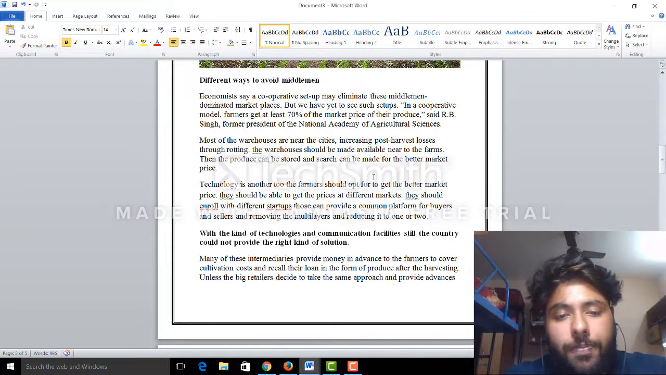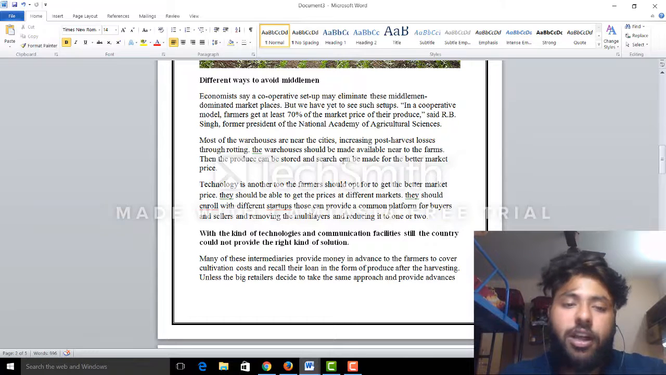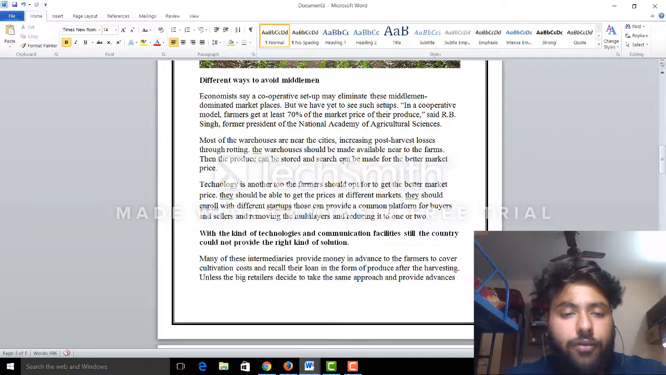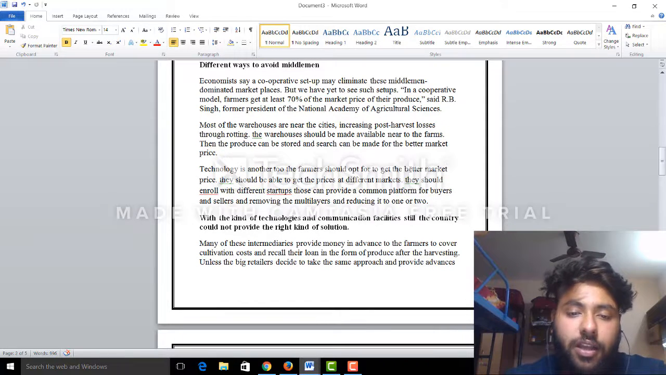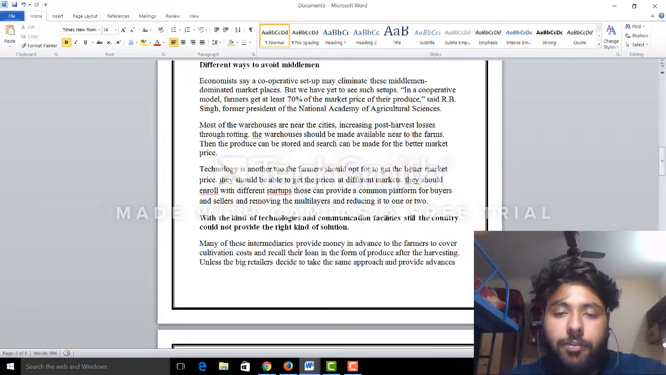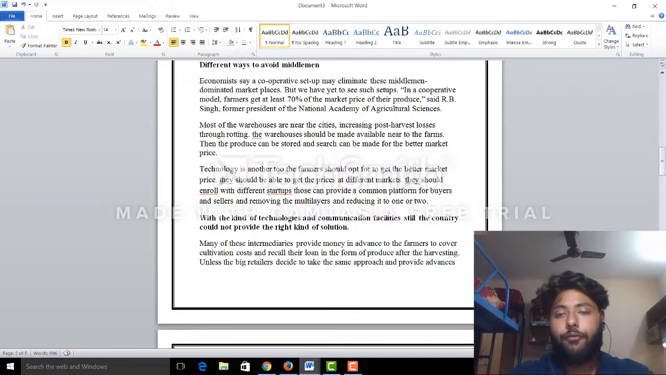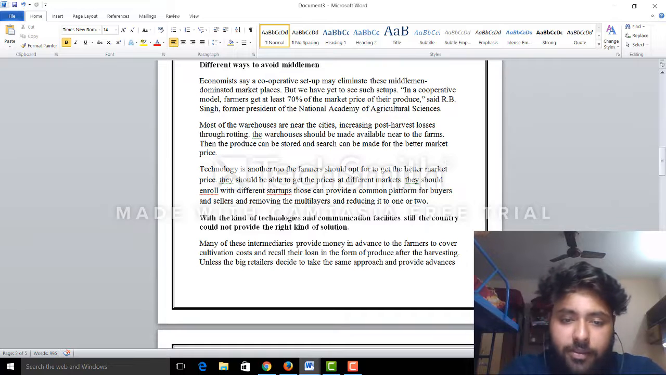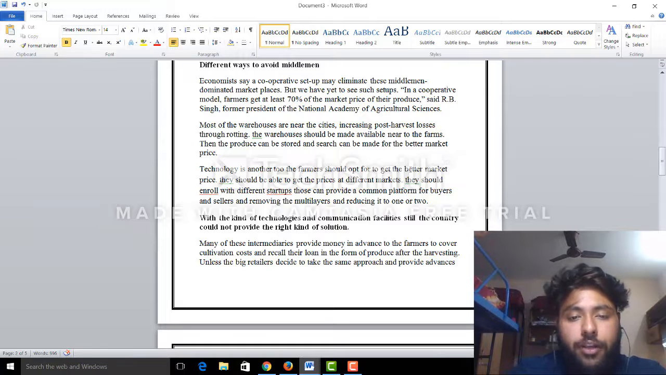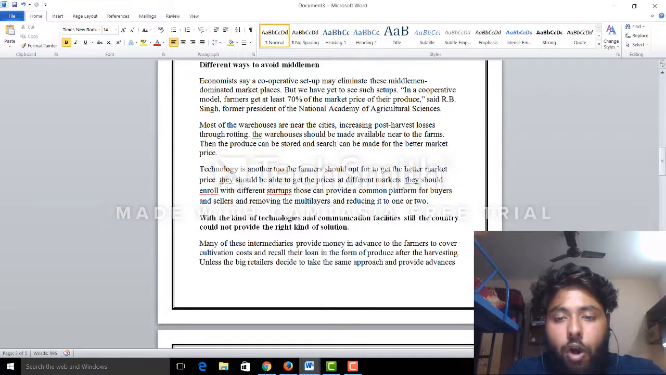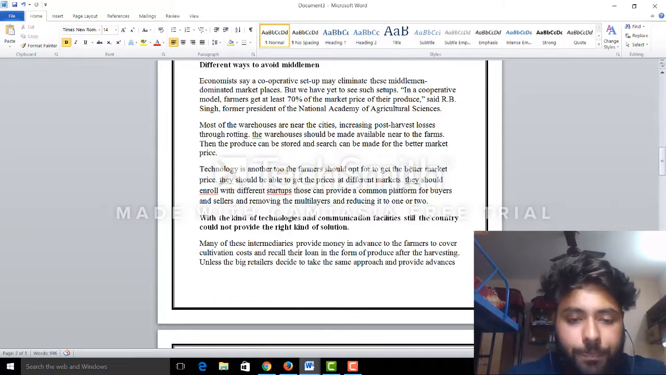Most of the warehouses are near the cities, increasing post-harvest losses through rotting. The warehouses should be made available near the farms. Then the products can be stored and a search can be made for a better market price. Technology is another tool farmers should opt for to get a better market price. They should be able to get the price at different market rates. They should enroll with different startups that can provide a common platform for buyers and sellers, removing the multiple layers and reducing them to one or two.